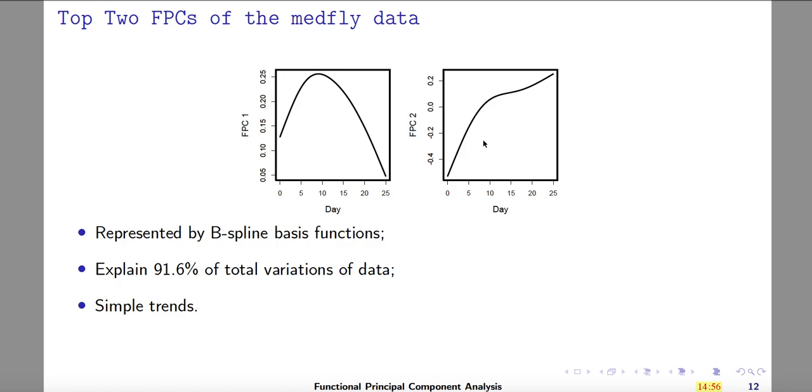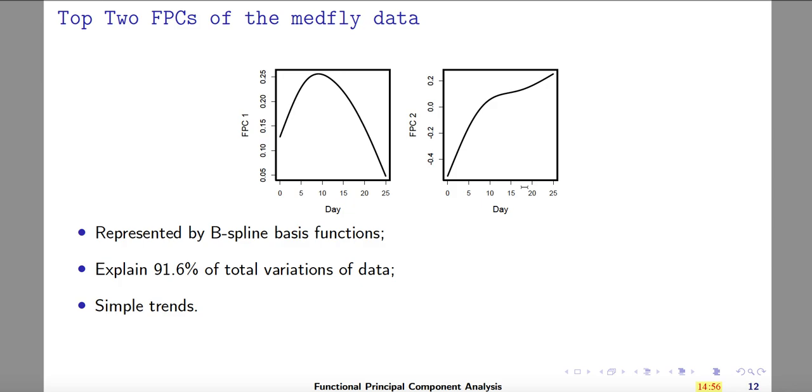Both FPCs are estimated as a linear combination of B-spline basis functions, and these two curves explain 91.6% of the total variation of the data.